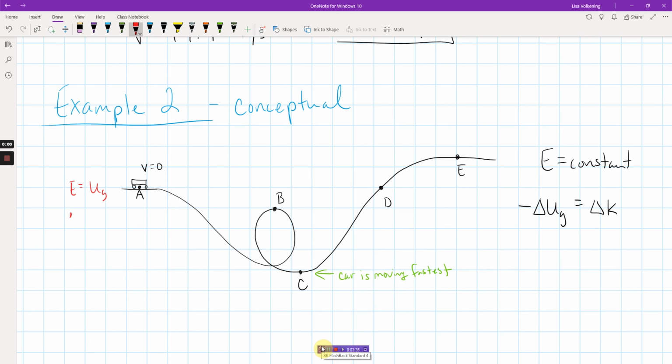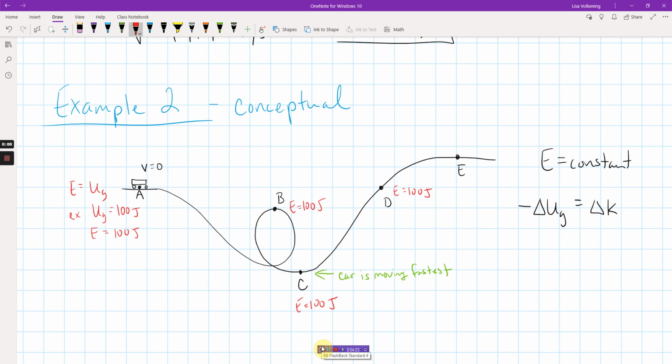Let's say that at this point UG is say 100 joules. So that means E is 100 joules. That means energy is 100 joules everywhere else. Every single other point, the energy is 100 joules. Now, I'm not going to write it for E, and there's a reason for that.